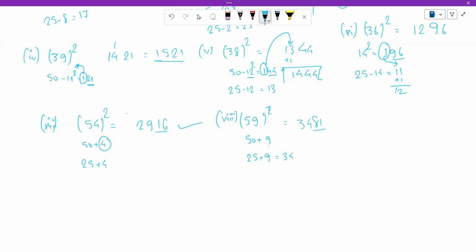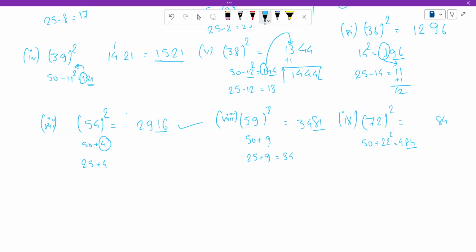Now similarly, we can calculate any number. For example, if I tell you to find the square of 72, now we are taking a tough one. This is my ninth example. Now 72 square, how much more than 50 is it? It is 50 plus 22. What is 22 square? 484. So here 84 will come.